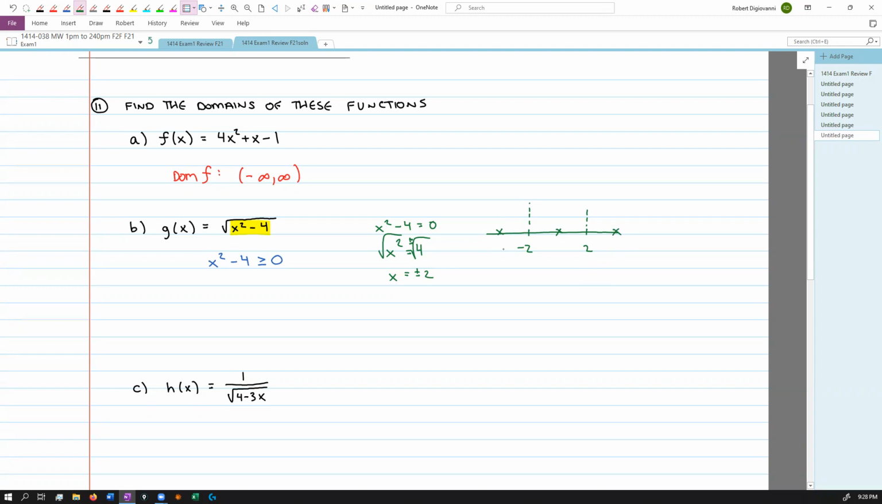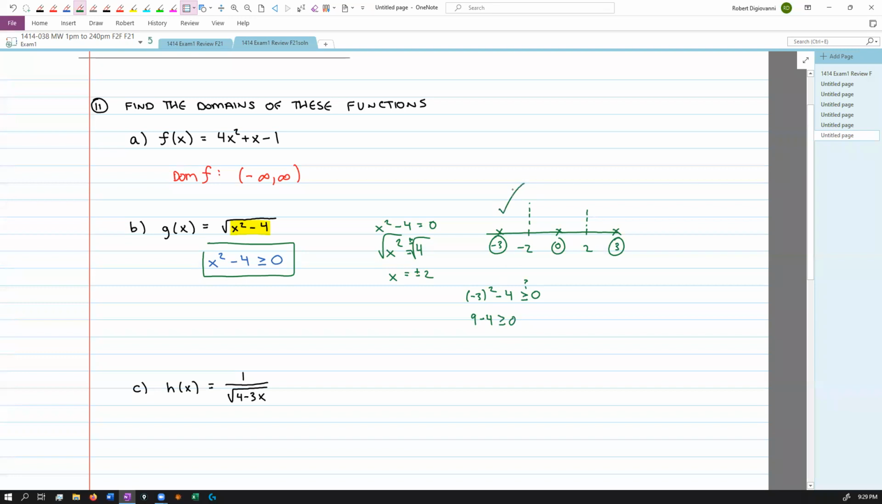So let me pick a point to the left of -2, like -3. A point between -2 and 2, like 0. And a point to the right of 2, like 3. And what I'm going to do is plug these into this blue thing and see if it's true or false. So let's try -3 in there. If I take -3, we square it, and subtract 4, is that greater or equal to 0? So -3 squared is 9. 9, take away 4, yeah, and that's positive.